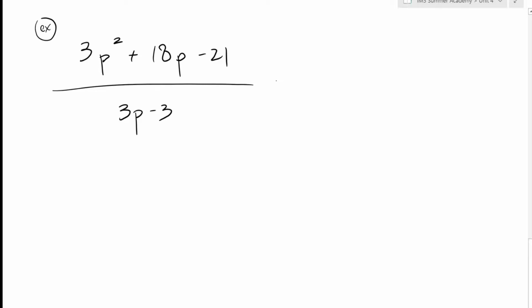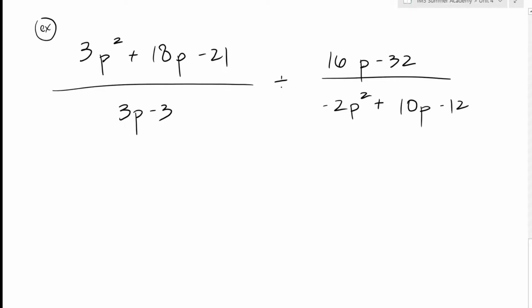Alright, step up the difficulty. 3p squared plus 18p minus 21 over 3p minus 3 divided by 16p minus 32 over negative 2p squared plus 10p minus 12. Alright, remember we don't like division. We're going to flip this second one to make it multiplication. We do have to do some factoring.